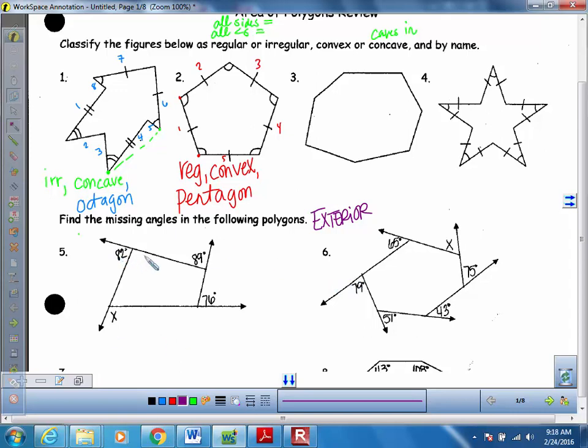So what I would do to solve for this, if all of these 3 should add to be 360, then I'm going to take the ones that I have, 82, 89, and 76, and add those together. That would give me 247. Then I would take the sum of what they should be, which is 360, and subtract what I already have to get x. When you do that, you end up getting 113 degrees. Number 6 would work exactly the same way.